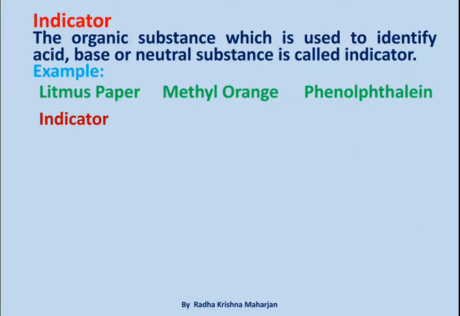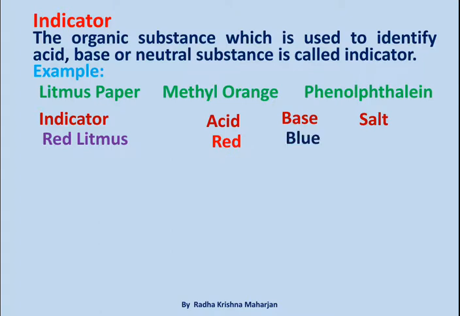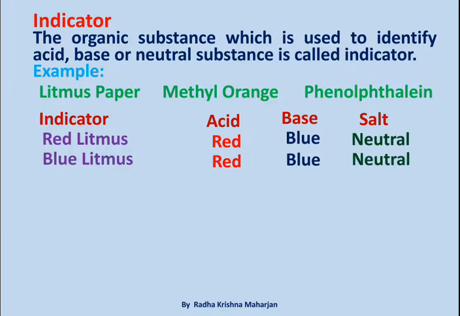Indicator: acid, base, salt. Red litmus: red, blue, neutral. Blue litmus: red, blue, neutral.